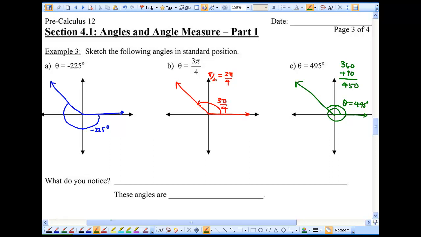Seems like the terminal arm of all 3 angles are in the same spot, or I'll say position. And these angles have a special name if they're all in the same spot. Their terminal arms are all in the same place, so we don't call them terminal, but we call them coterminal. So C-O, terminal.